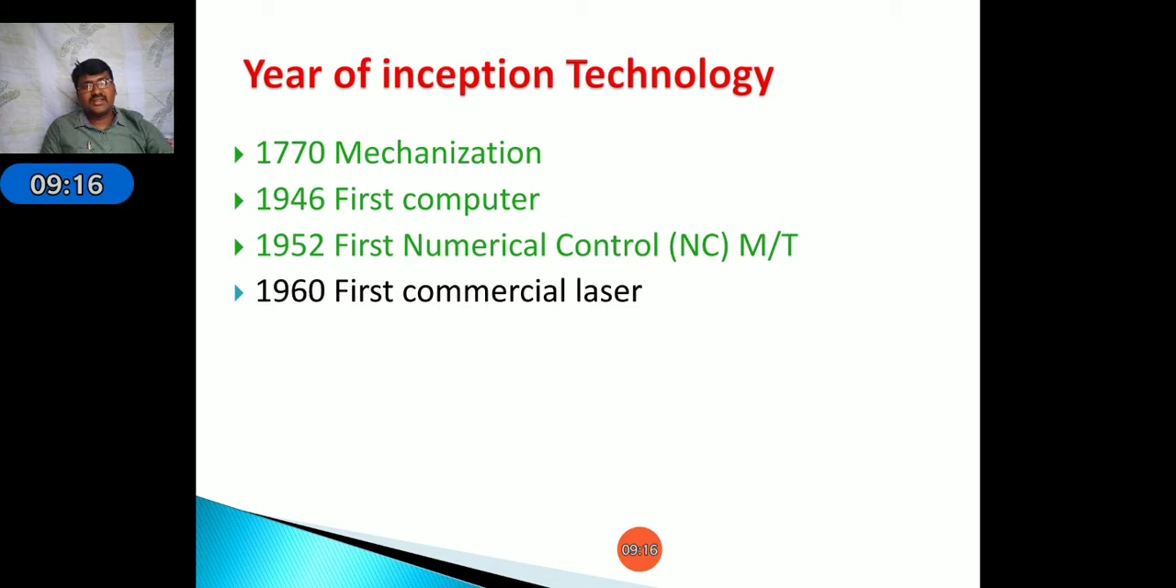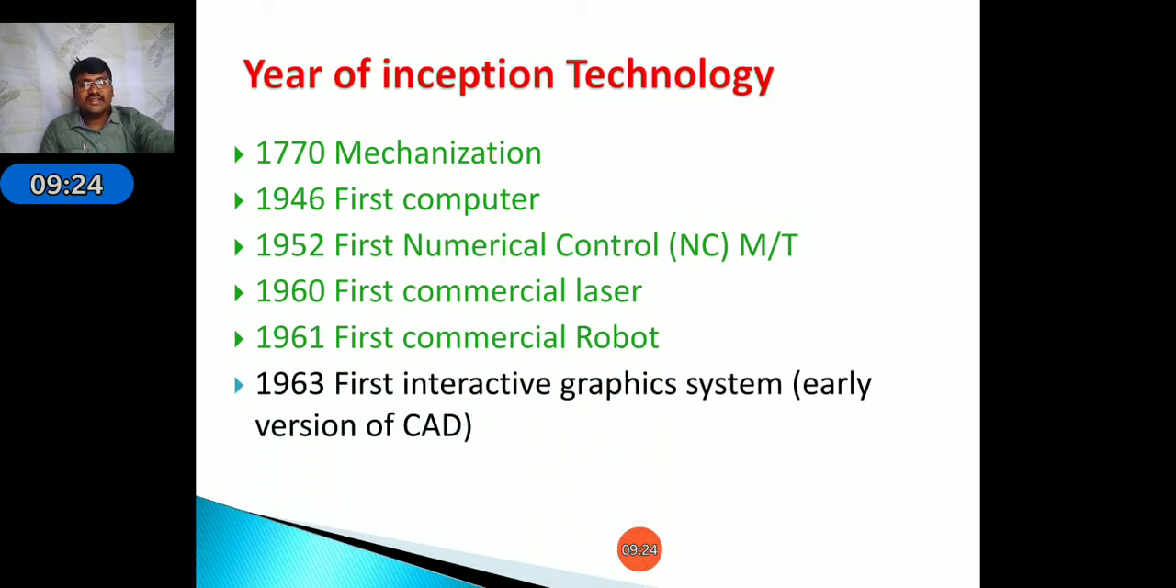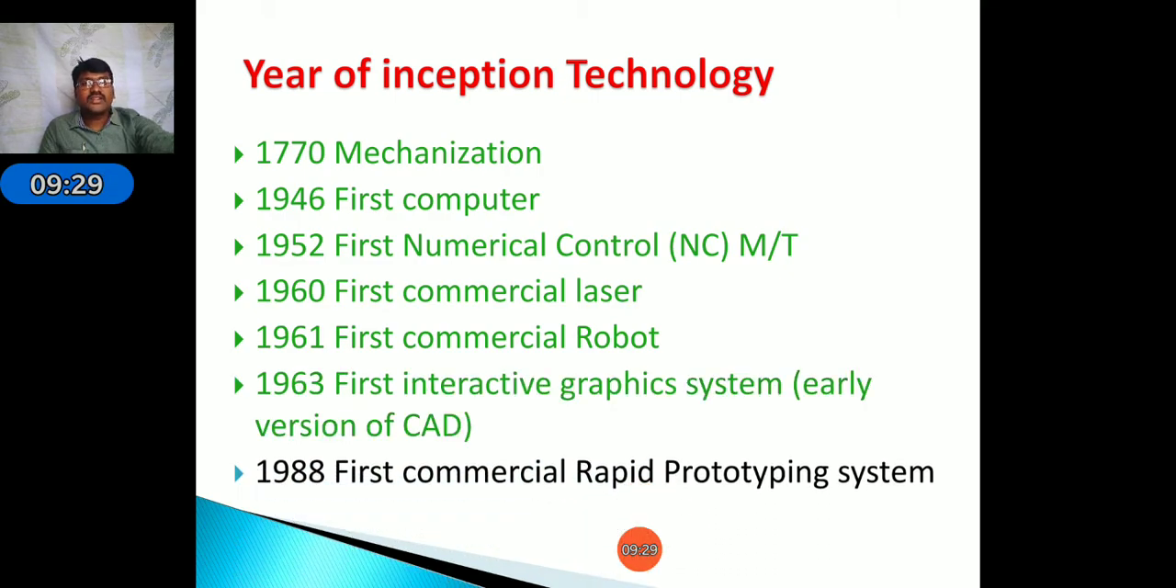Next, in the 1960s, the first commercial laser. In 1961, the commercial robot. In 1963, the first interactive graphic system, that is an early version of CAD. In 1988, the first commercial rapid prototyping system. These are the inventions over the years, and from year to year up to now, the CAD technologies or CAD/CAM software have improved.